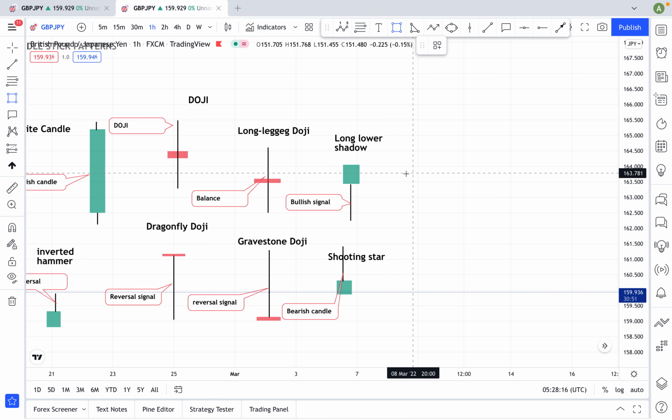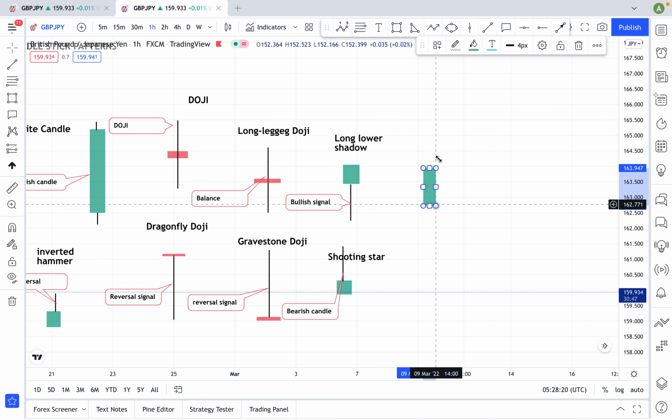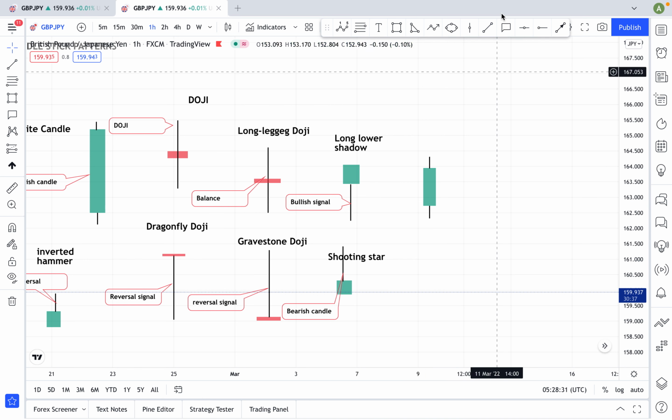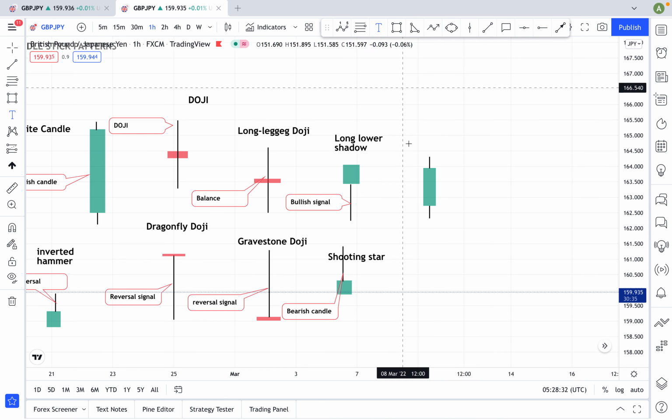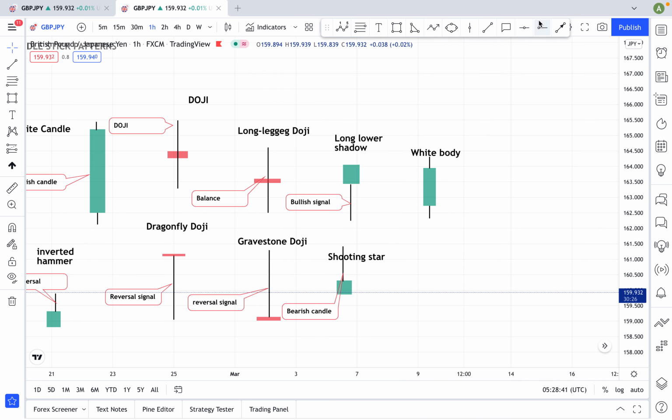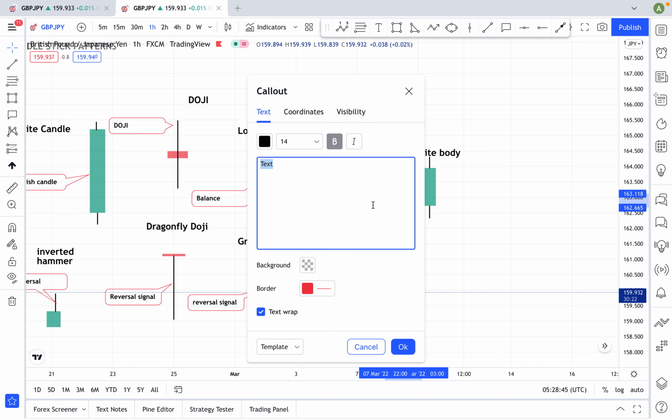And then we have a simple pattern, another one which is the white body, just like the black body, which is a simple buying candle. And when you see this in the trade, it tells you that everything is going normal, and then we remain bullish in the market, which means that the market is still going in a buying direction. So that means everything is still good. So this is a bullish signal.